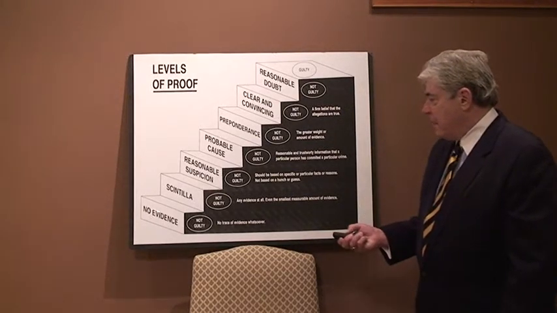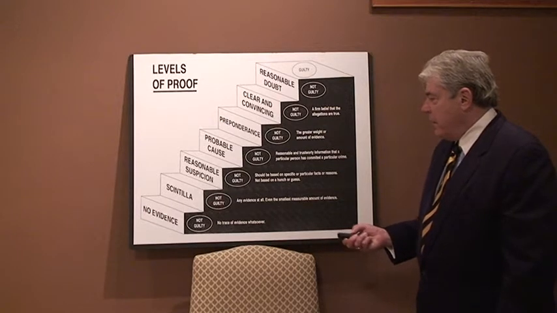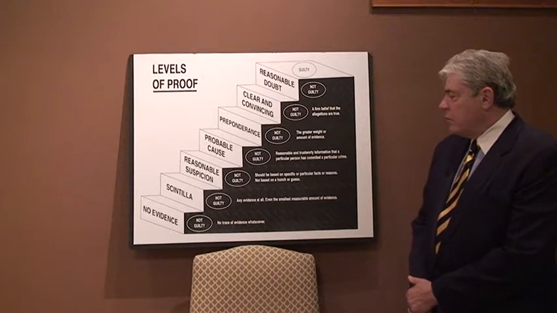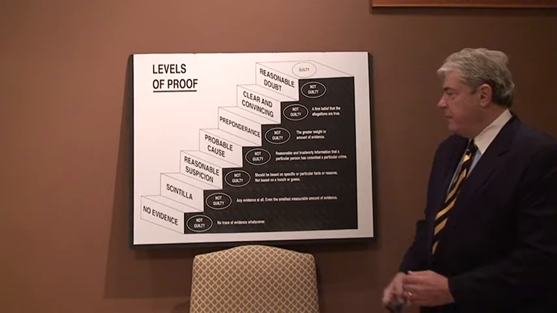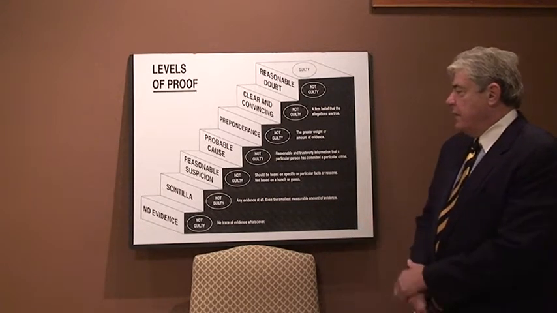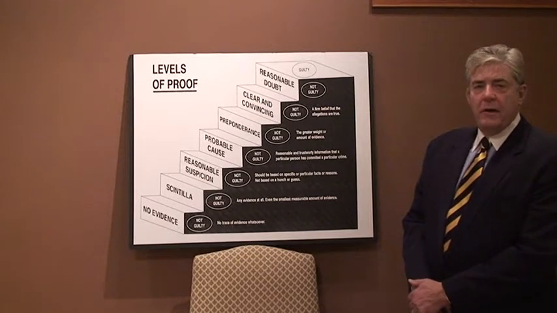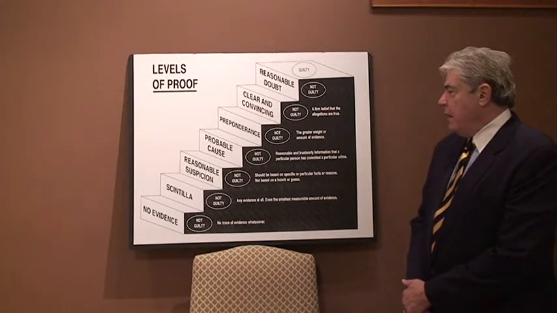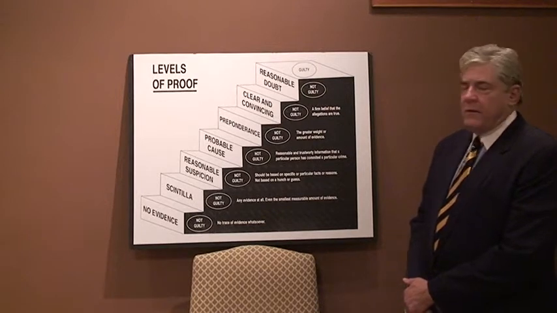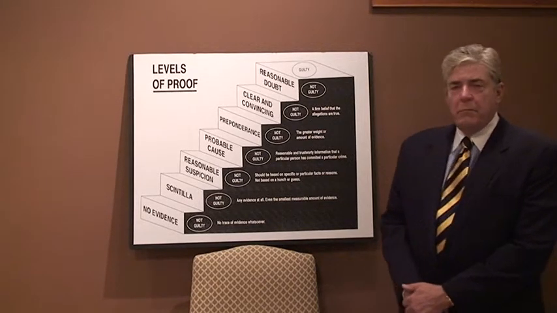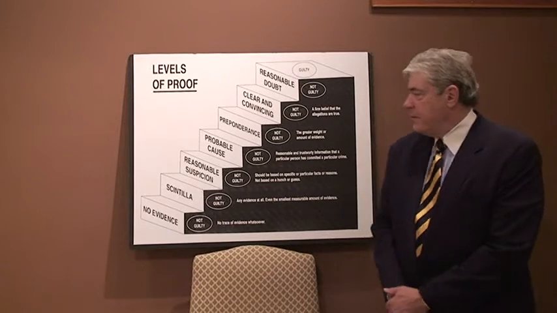At the bottom of the chart, if there is no evidence, one will be found not guilty, if there was no trace of evidence whatsoever. If there was a scintilla of evidence, a suspicion or a hunch, any evidence at all, even the smallest measurable amount of evidence, you would be found not guilty. If there was reasonable suspicion, you should be found not guilty. It should be based on specific or particular facts or reasons, but it shouldn't be based on hunches or guesses.